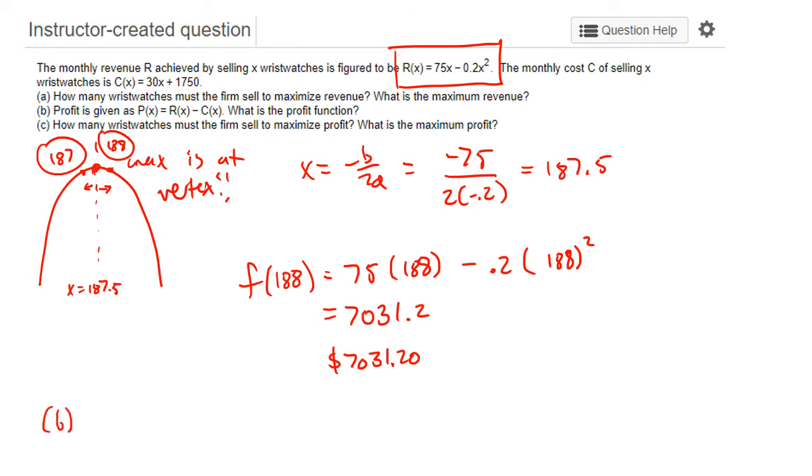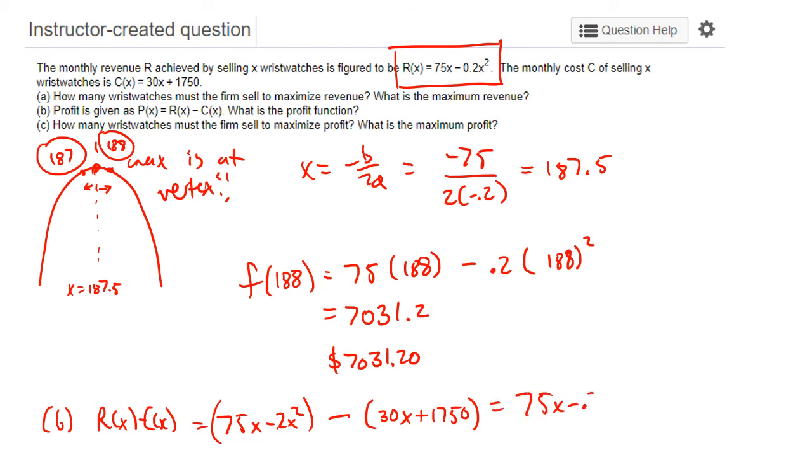Part B, profit is just given by R of x minus C of x. R of x was explicitly 75x minus 0.2x squared. Subtract C of x is 30x plus 1750, and observe I'm being very liberal with my use of parentheses so that I don't make any distribution errors. So I have 75x minus 0.2x squared minus 30x minus 1750.